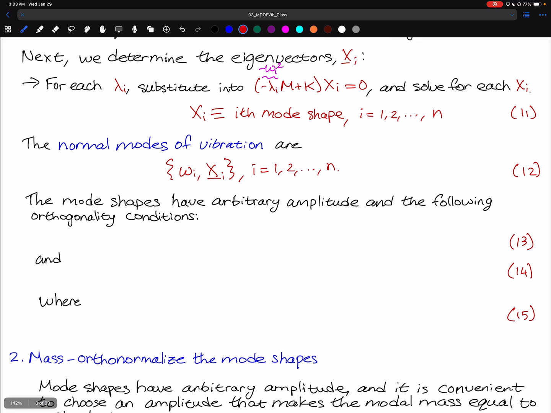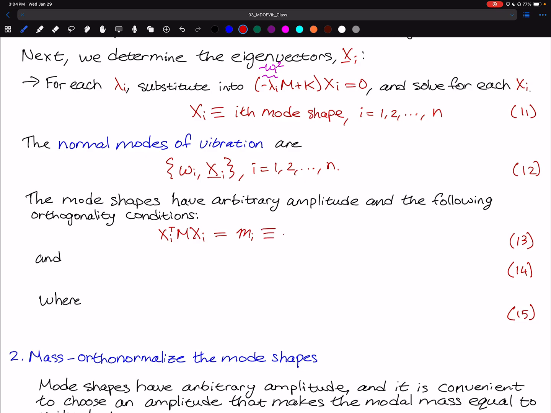Okay, so the mode shapes have an arbitrary amplitude, this is something I just mentioned, and they satisfy the following orthogonality conditions. So the first one is that if you take Xi_i transpose, multiply it by the mass matrix, and then multiply by Xi_i here, this will be equal to, I'm going to use a script m_i here, and this is what we'll call the modal mass. I'm going to add the underbars here because the modal mass is just a scalar.